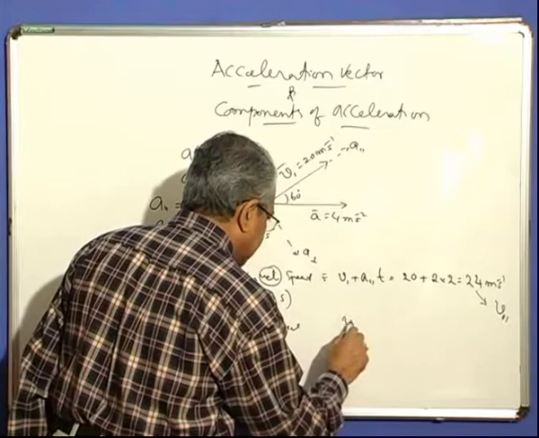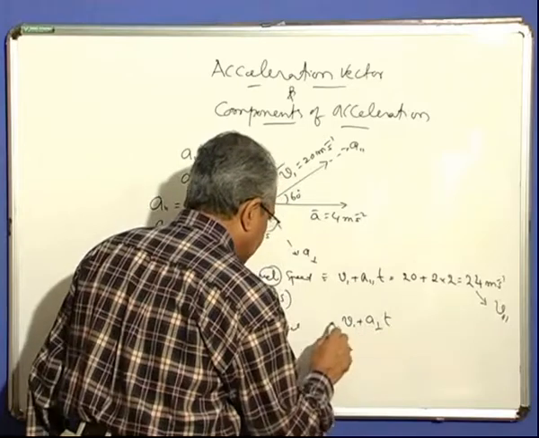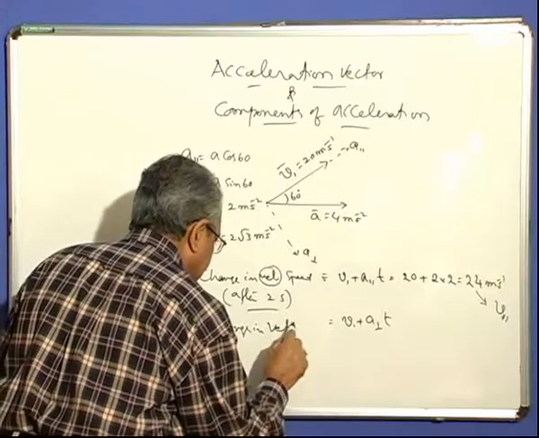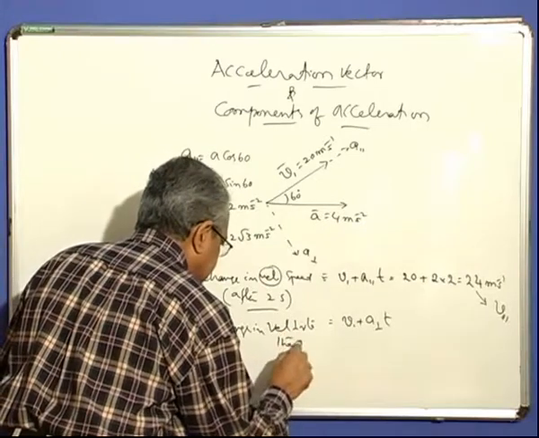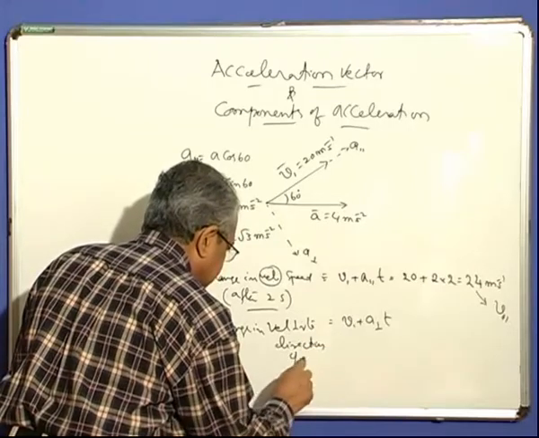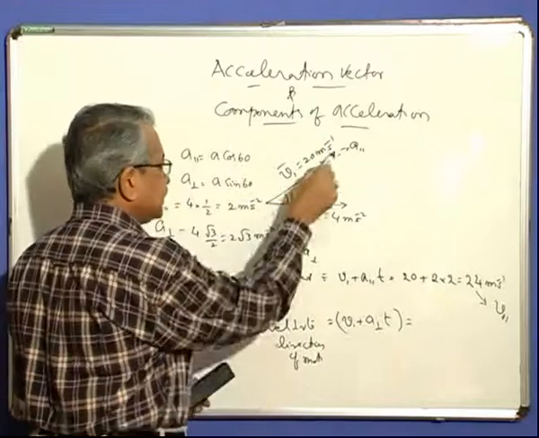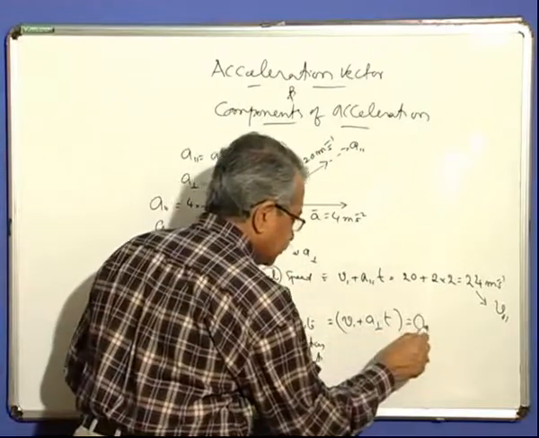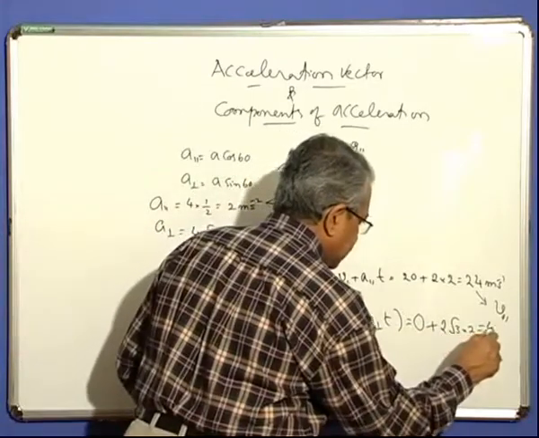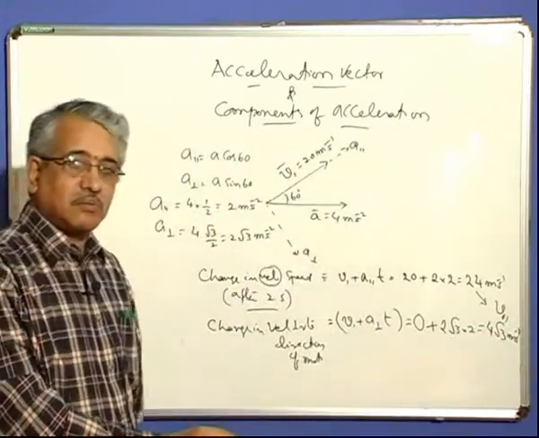If you take this perpendicular component, you want to find out the change in velocity perpendicular to the direction of motion. Initially the velocity in this direction has no component at all, so this will be 0, plus this 2 root 3 into 2, that means 4 root 3 meters per second is the change in velocity perpendicular to the direction of motion.